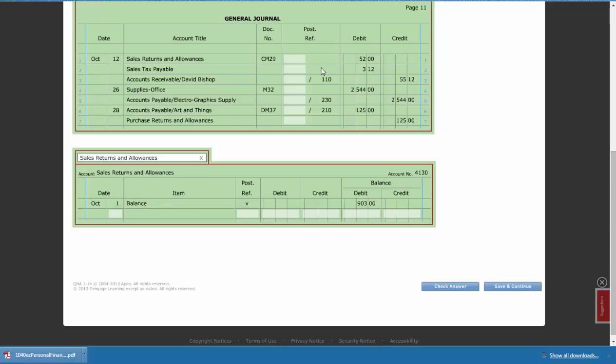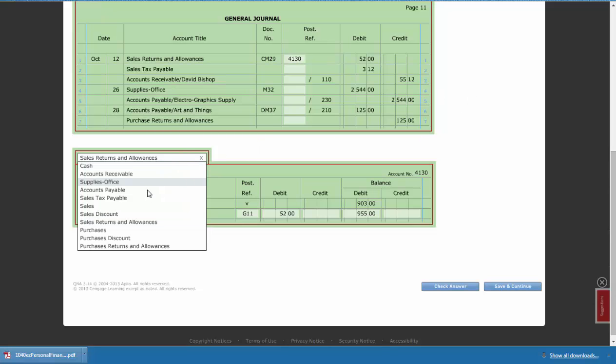To post sales, returns, and allowances, you can see that we are debiting it $52. We'll put the date of the 12th. Post reference is G11. And we're debiting it 52. It previously had a balance of $903, and I'm going to add 52 to it. So $955. And then account number 4130 goes back up top. Do the same thing to sales tax payable.